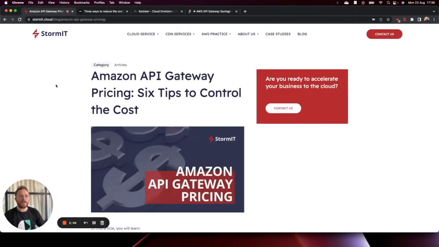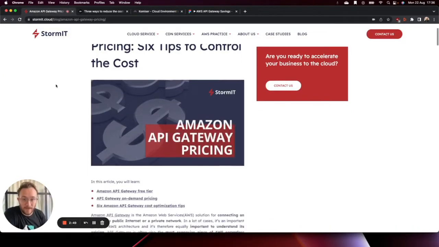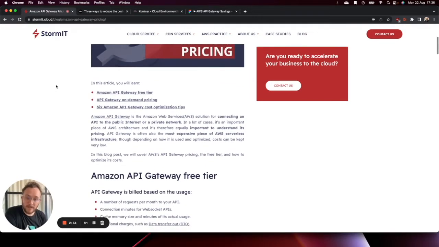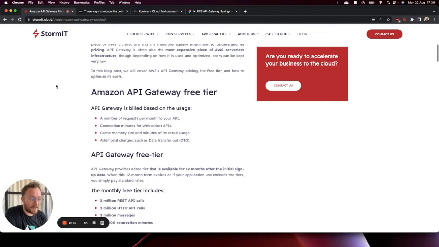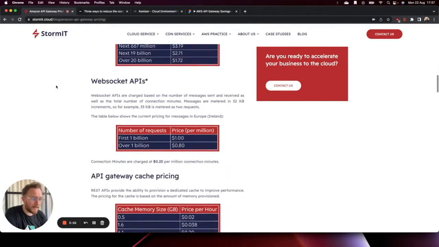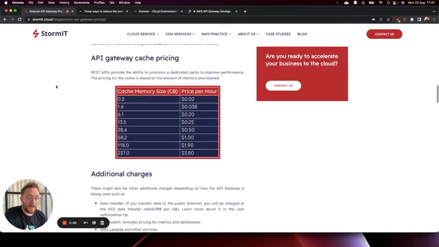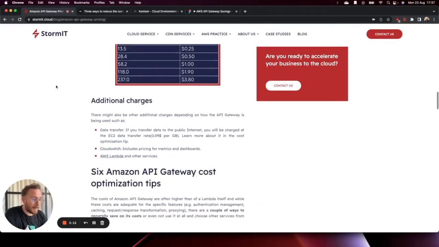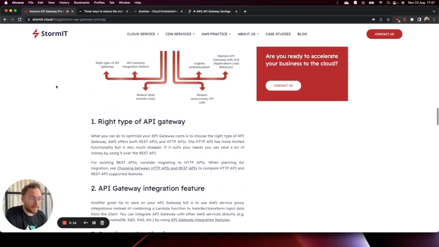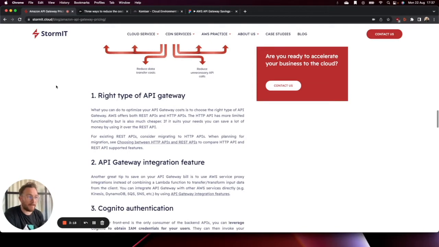But let's quickly jump into those two articles that I mentioned beforehand. The first one is an article produced by Storm IT. They first go into a bit of an introduction of API Gateway and the free tier. They also talk about the differences between HTTP APIs, REST APIs, and WebSocket APIs. They touch on the API Gateway cache pricing. But we're just going to go straight into the cost optimization tips. The first one has to do with choosing the right API gateway. So this is mainly, in most cases, going to be a decision between REST APIs and HTTP APIs.